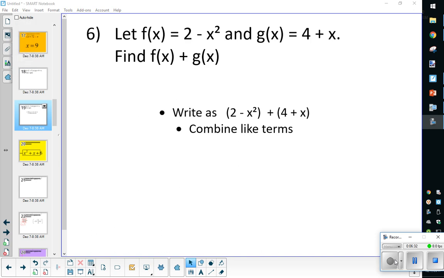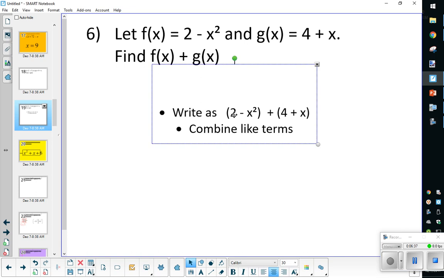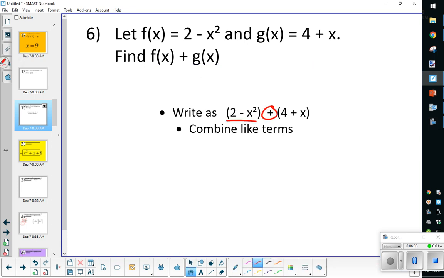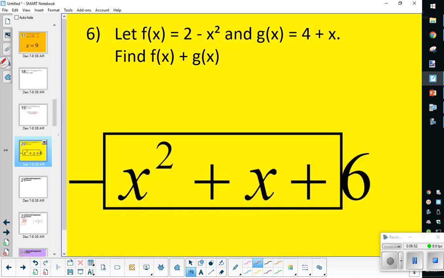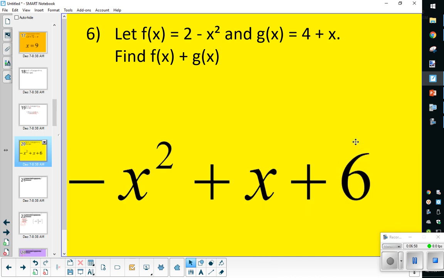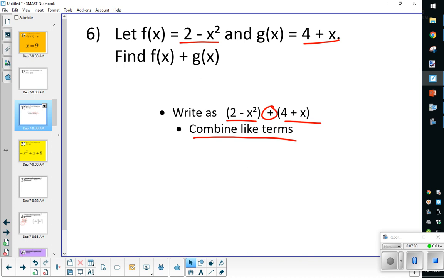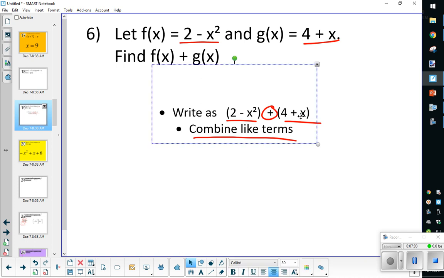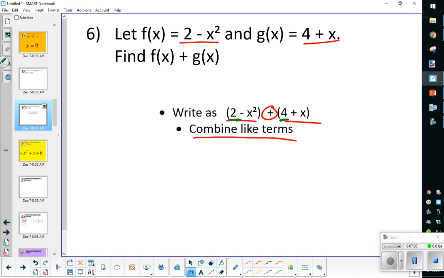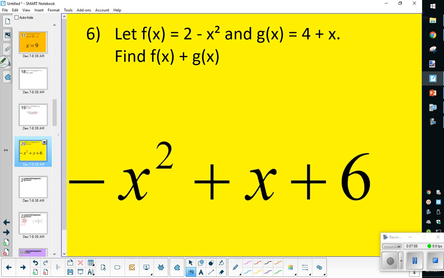Our hints here, pretty easy. Write it as this, f, so the x minus 2 squared, plus g. Just like that. Then all you got to do is combine like terms. So we're going to take the things that are the same and combine them together. In the end here, my answer is going to look like this, -x squared plus x plus 6, because all we could do really to combine, -x squared didn't combine, x didn't combine with anything. All we could combine was the 2 and the 4, and when I combine 2 and 4, I get 6.